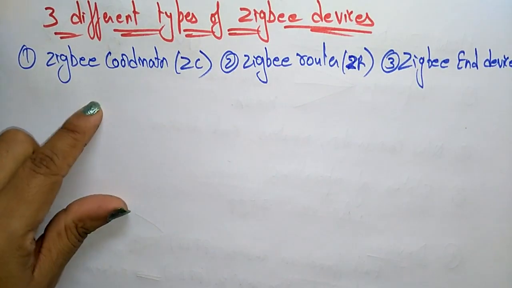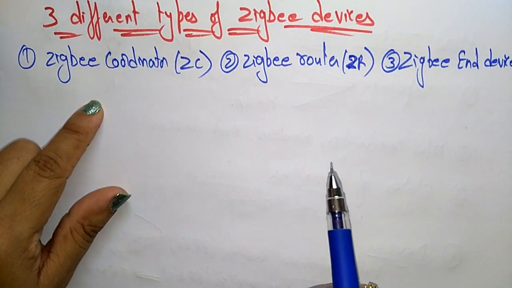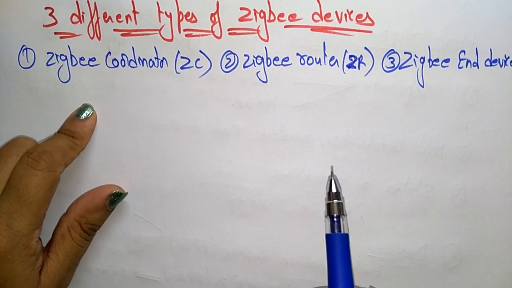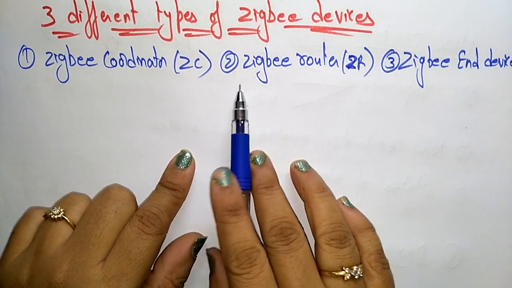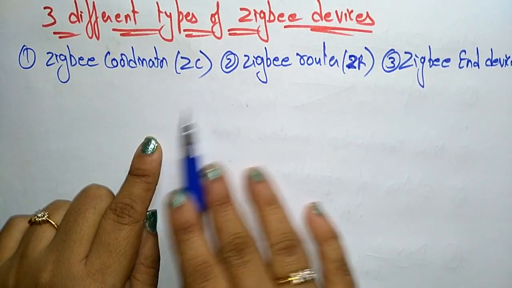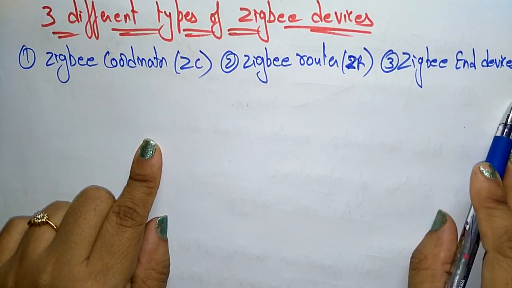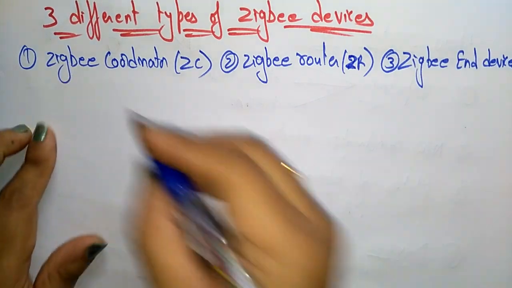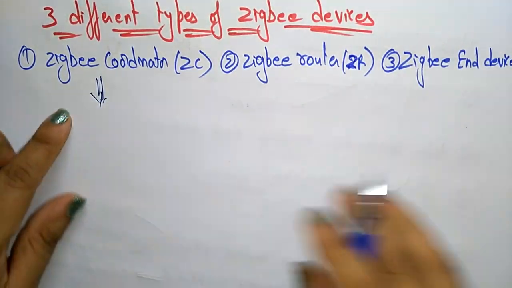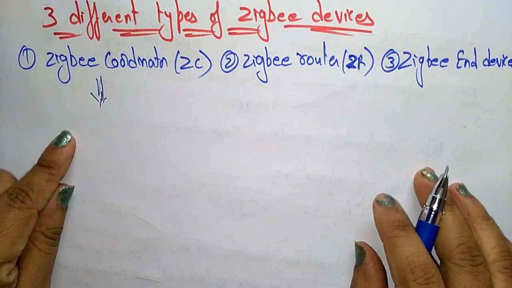So the remote you are operating, that is a Zigbee coordinator. The Zigbee coordinator will communicate with the Zigbee routers, and they will reach the Zigbee end devices. Now coming to the Zigbee coordinator, actually the Zigbee coordinator is the most capable device.